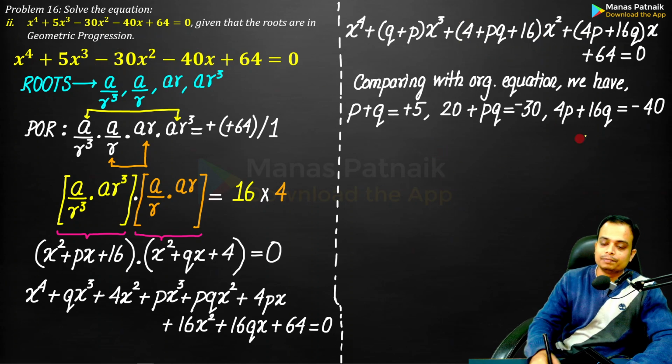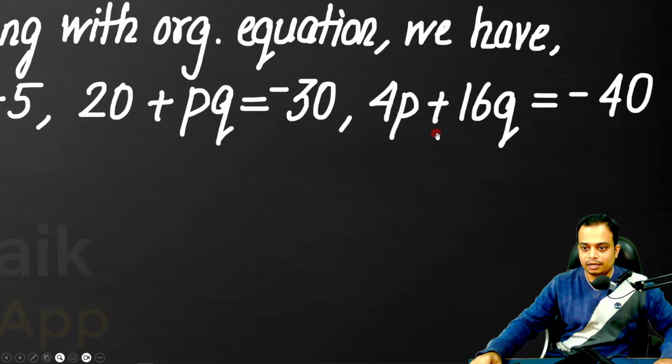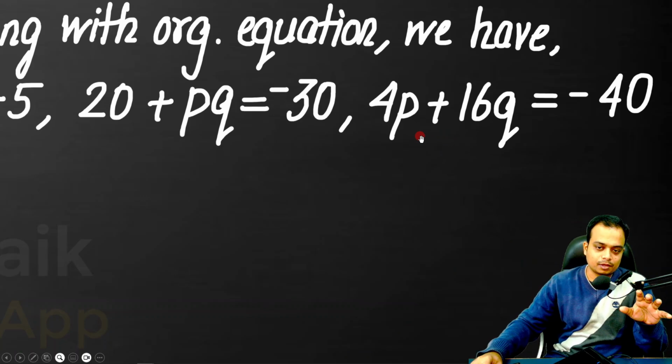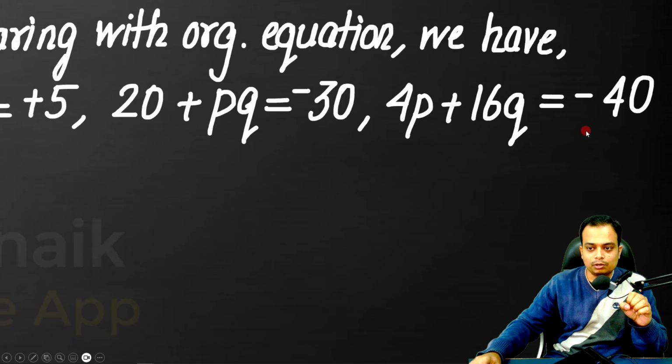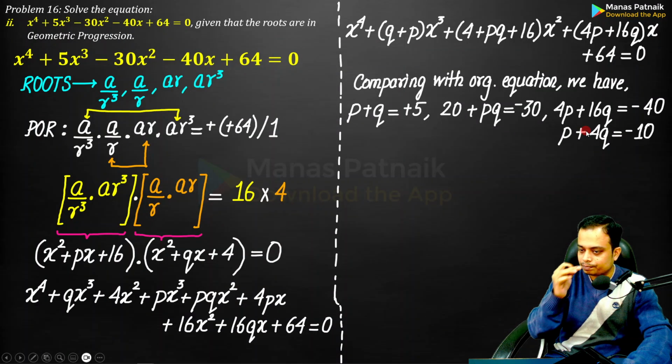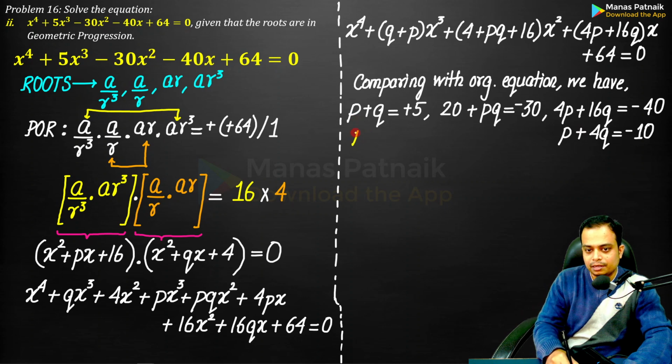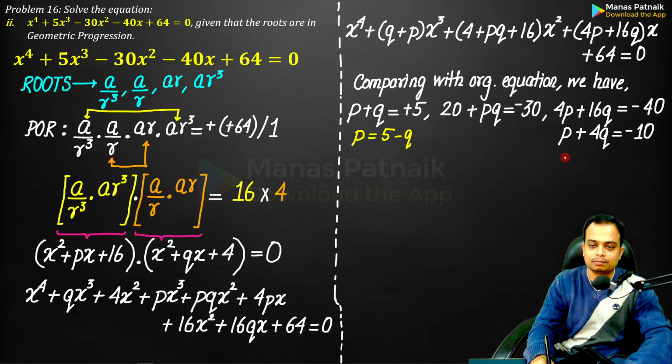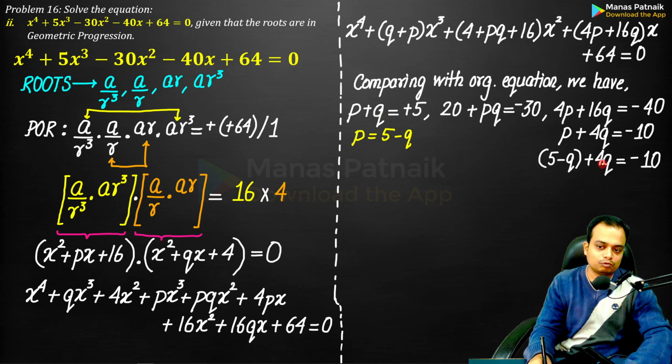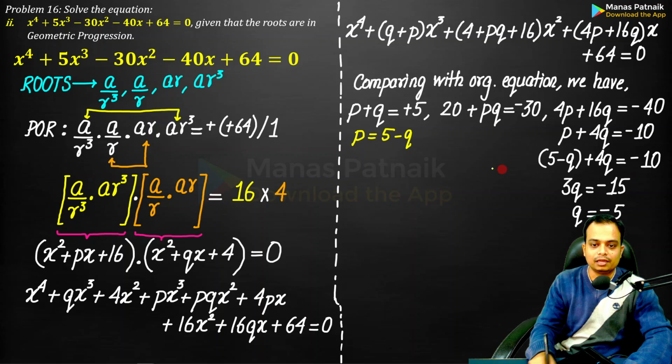Now what can we do, sir? Now what we'll do is divide this. Watch, if we zoom in. Divide by 4 on both the sides. What will I get? 4p by 4 is p, plus 4q is equal to negative 10. That's what you get. Now p can be written as 5 minus q from the equation above. Plug it in. 4q minus q is 3q, which is equal to negative 15. q is equal to minus 5. And when you plug in this value of q, 5 minus of minus 5, you are going to get the value of p as 10.